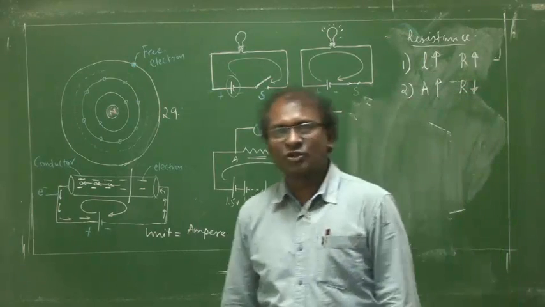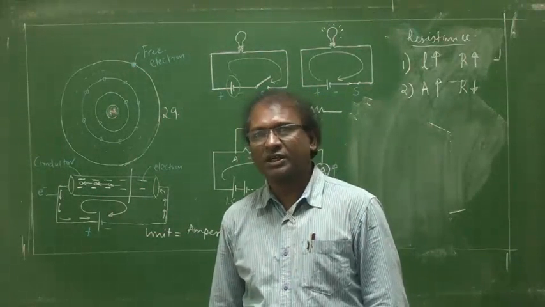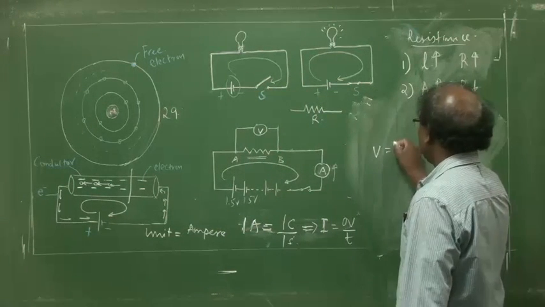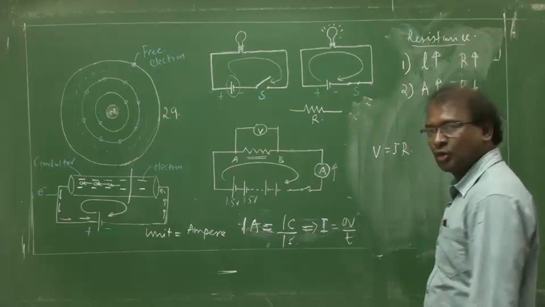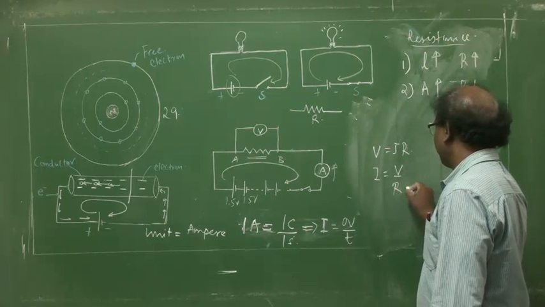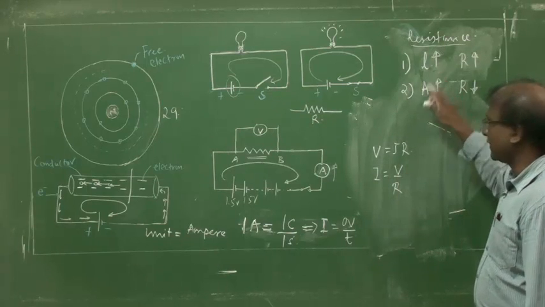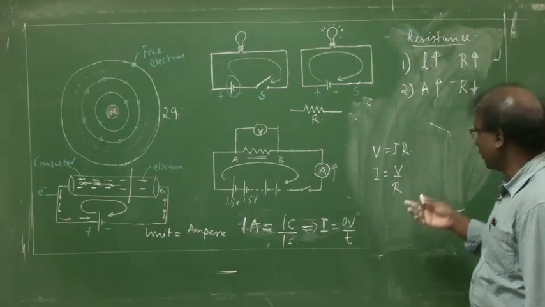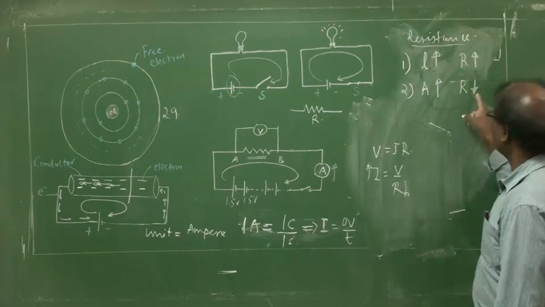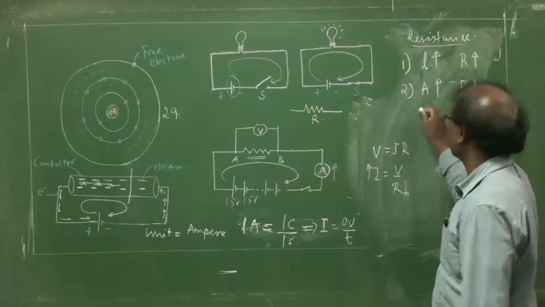We just now saw that current is directly proportional to the applied voltage at a constant temperature, and we saw the relationship V equals IR through Ohm's law. This means current is V by R. So as the area of cross section increases, which makes more charges flow, the current increases, which means the resistance has to decrease. So the resistance is inversely proportional to the area of cross section.